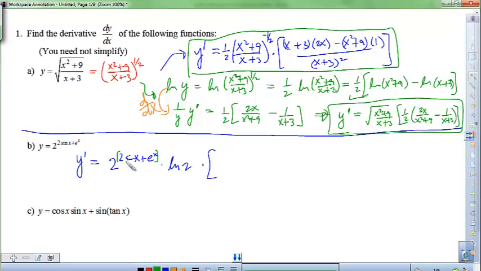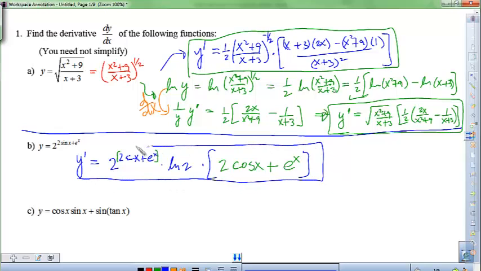So the derivative of this power is the derivative of 2 sine x, which is just 2 cosine x, plus the derivative of e to the x, which is just e to the x. So that's the derivative of that power, and there are no more complicated functions inside any of those, so we don't need any more chain rule. This is it.